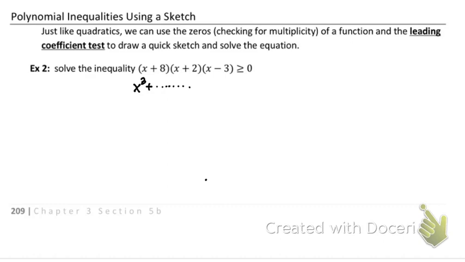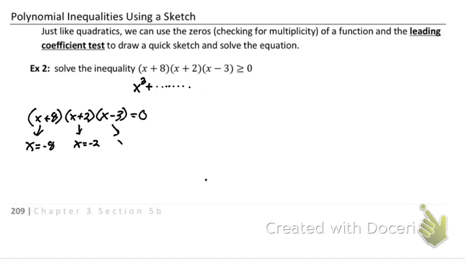Now let's look at our zeros. So we're going to do x plus 8 times x plus 2, bless you, times x minus 3 is equal to 0. That gives us 3 zeros. We have x equals negative 8, x equals negative 2, and x equals 3.